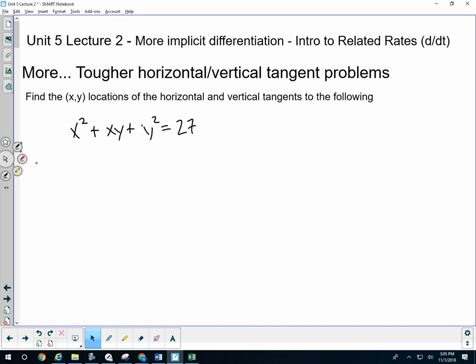Let's start with this question. Find the xy locations of the horizontal and vertical tangents to this. Well, we need to find the derivative. We need to set it equal to 0 or see when it's undefined, just like we did last unit, just like we did on our quiz today. So let's do that.